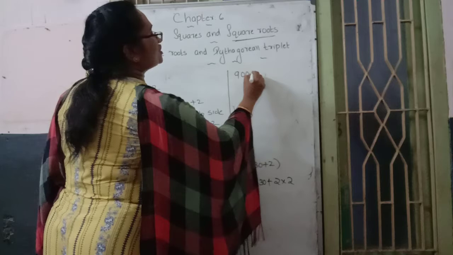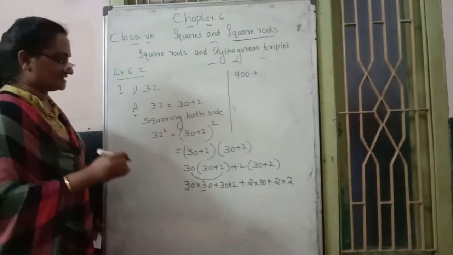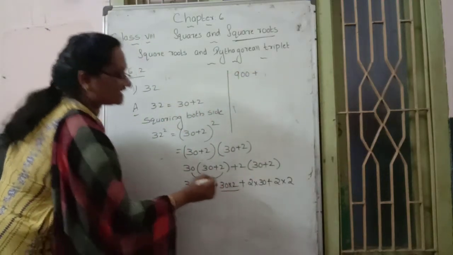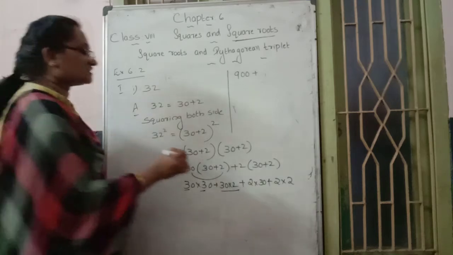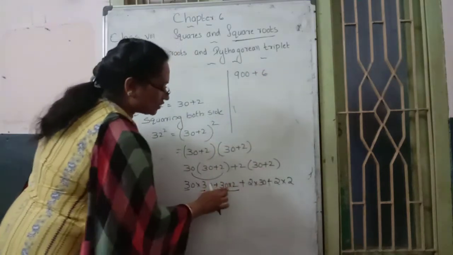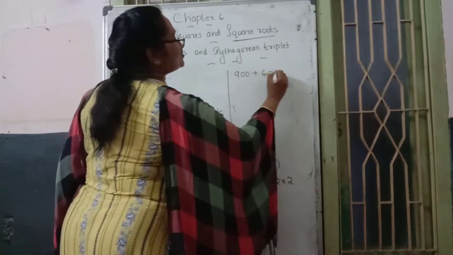So just 2 zeros, keep it on the right side of the answer. Plus, again, this is the second term: 30 into 2, easy way. 3 twos are how much? 6. Here how many zeros are there? 1. So 60 is the answer.